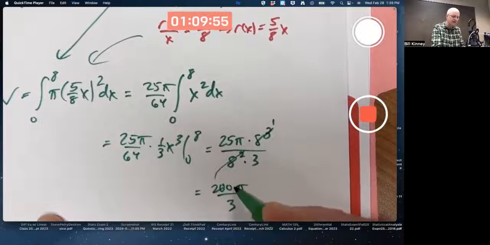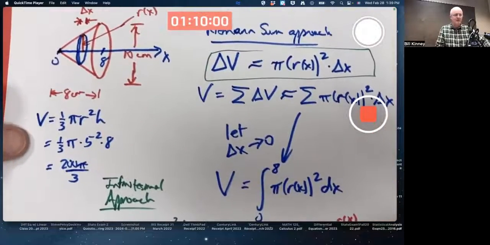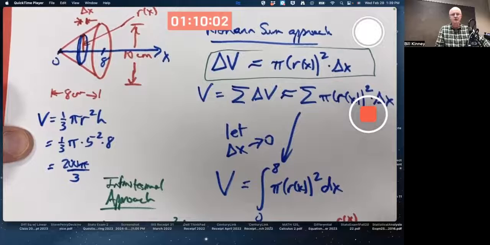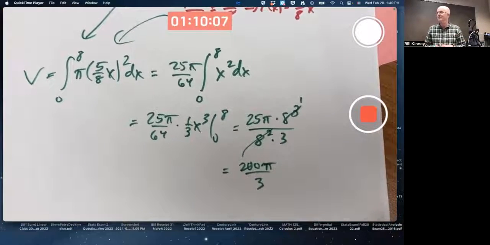Does that look familiar? Yes, it was the answer we got with the formula for the volume of a cone. 200 pi over 3. We got the right answer. Pretty cool, huh? You want to get skill at setting these things up. I think it's good to do both the Riemann sum approach and the infinitesimal equation approach. You'll see both in textbooks to help you set up the integrals and then do them to get the answer. The setting up is the main skill to get out of the chapter.